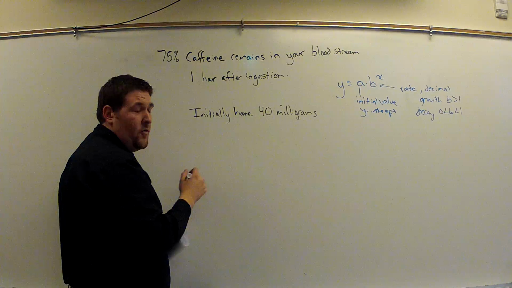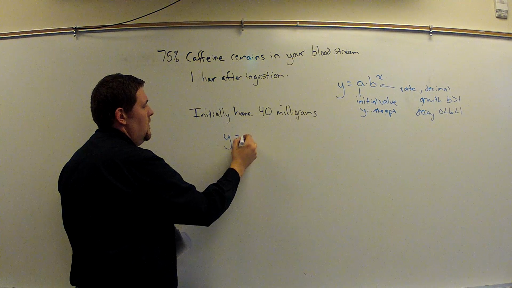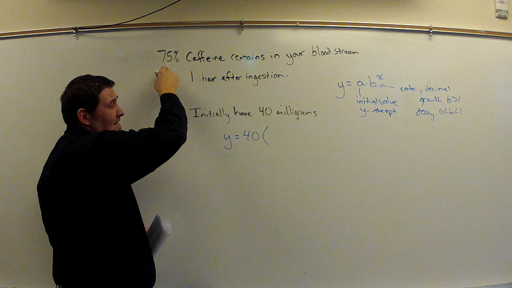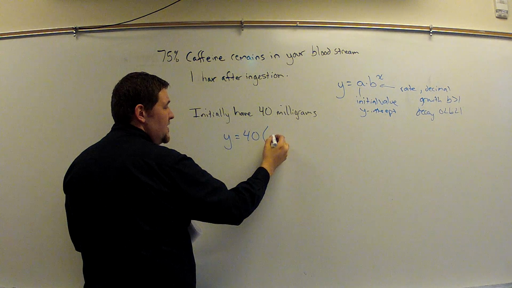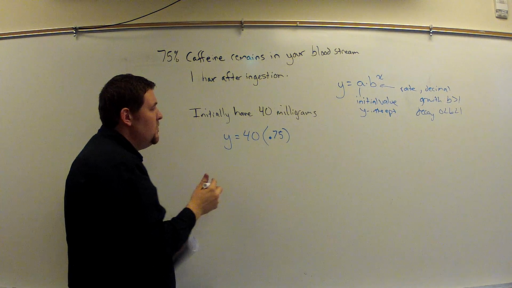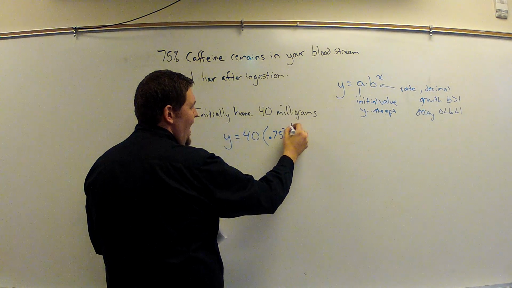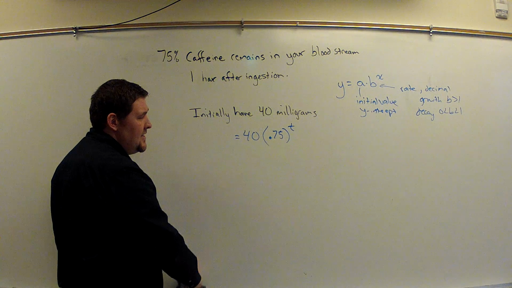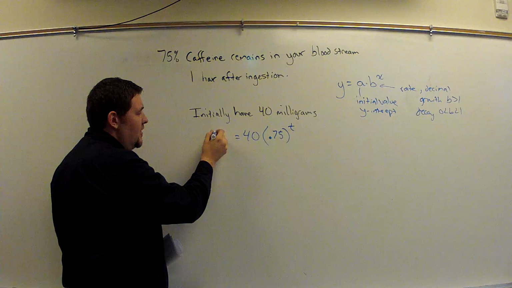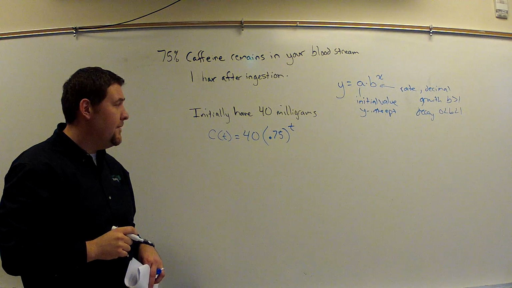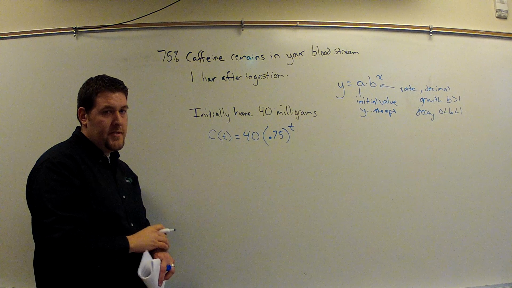We start setting this up into that format. The initial value of 40 milligrams goes there. Our rate is dependent upon our 75% decay. That as a decimal is 0.75. And we can use an x or a t depending what you prefer. I'm going to use t to represent time. And since we are dealing with a function rule, I think I'll change this y to indicate function with caffeine. So I'll call it c of t, the amount of caffeine in our bodies given a certain time. So this is our exponential we're dealing with.